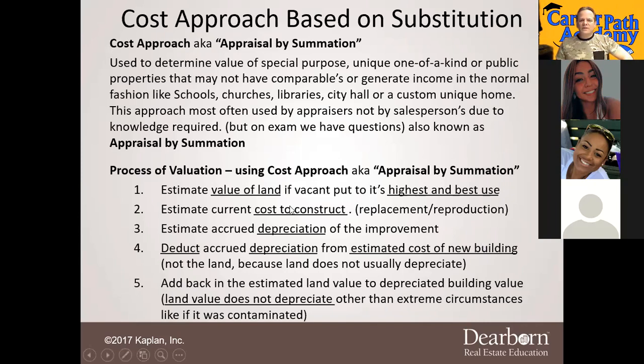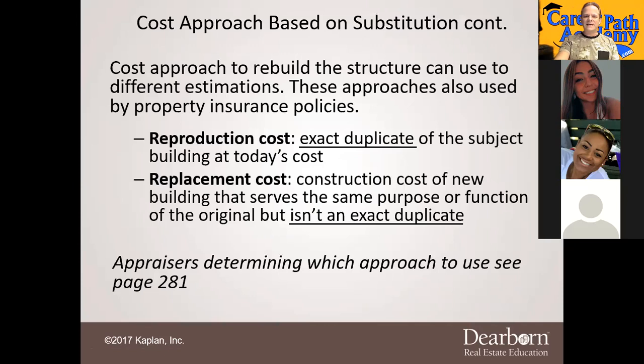So they have to estimate the cost to construct the building. Then they estimate accrued depreciation, because they have to factor in the age of the structure that's there too. How old is that building? How long has it been there? The building may have depreciated over time due to various factors. Depreciation is a word that means a loss of value due to any cause or any condition.